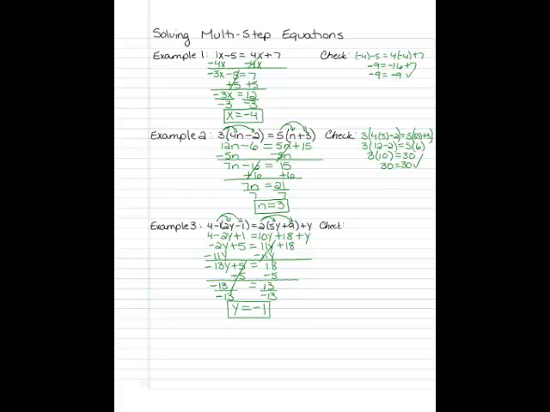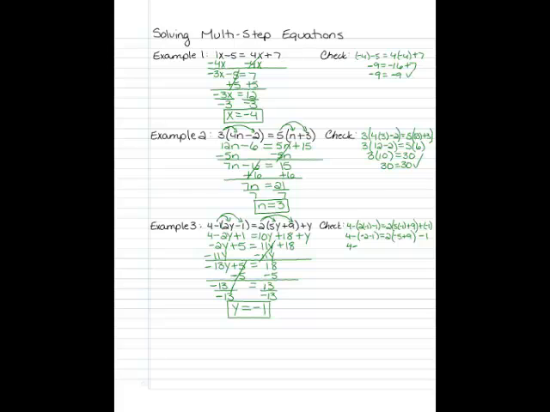Now, performing a check, we have 4 minus 2 times, plugging in our -1, minus 1 equals 2 times 5y, plugging in our -1, plus 9, plus -1. So 4 minus 2 times 1 is -2, minus 1 equals 2 times 5 times -1 is -5, plus 9, plus a -1. I'm going to go ahead and write minus 1 there.